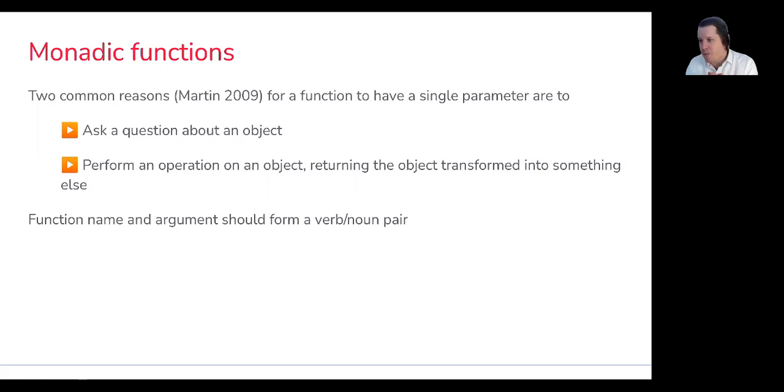The second is going to be to perform an operation on an object. So essentially, we'll input an object into a function, some computation will ensue, and then something else is kind of what will become of that object, and it would be returned to the person who called that. When we're dealing with monadic functions, the function name and argument should follow a verb-noun pair form.